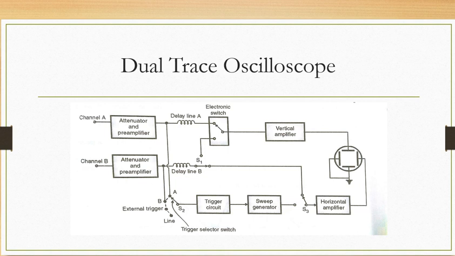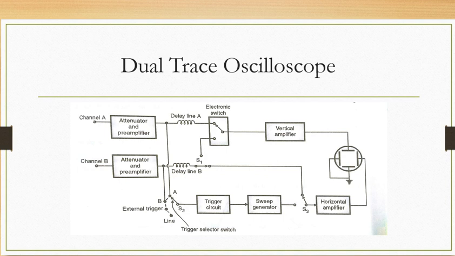Now we have to move towards the next point from this unit, that is dual trace oscilloscope. So till now we have discussed some basic structure of the CRO, that is cathode ray oscilloscope, and its inside circuitry and its basic working. Okay, now we have to move towards the dual trace oscilloscope, that is the next type.